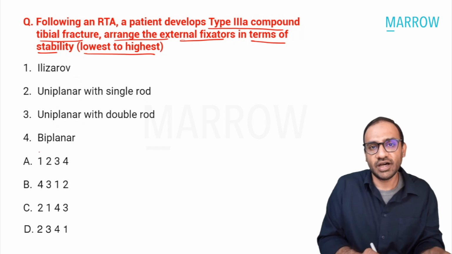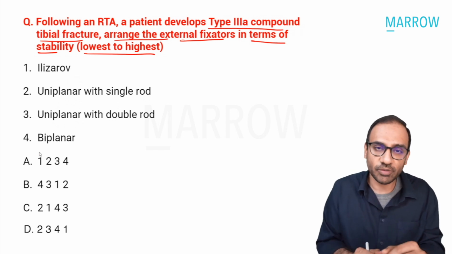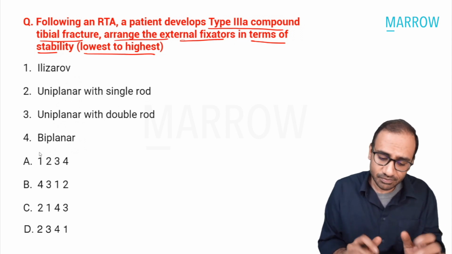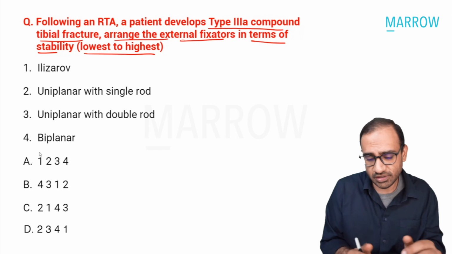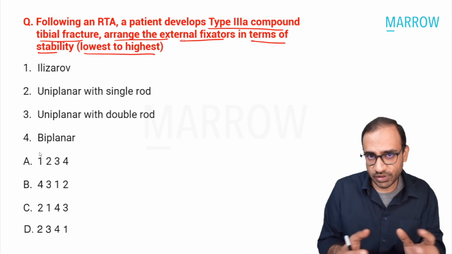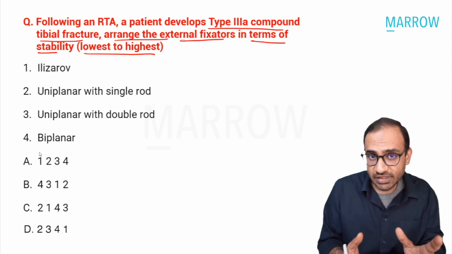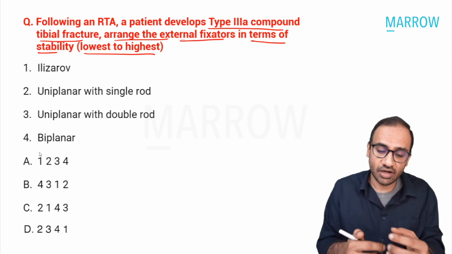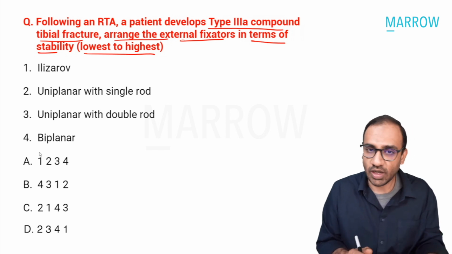Now, obviously, you don't know what this is because you have not been taught this in classes. This was the first of its kind question. But don't worry about it. Basically, the question is asking you, for a type 3A open fracture, if the doctor is using an external fixator, which external fixator is the most stable? Or he's asking you to arrange the external fixators in terms of stability from lowest to highest, right?